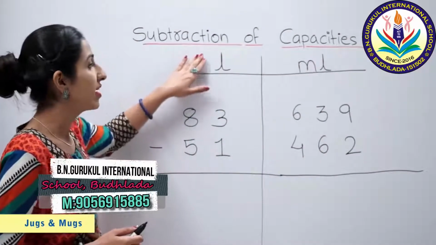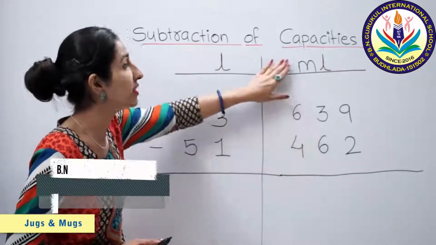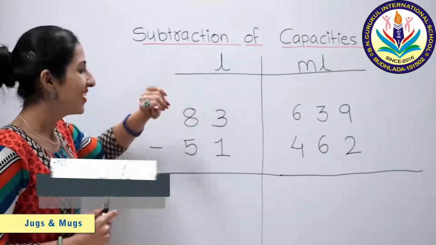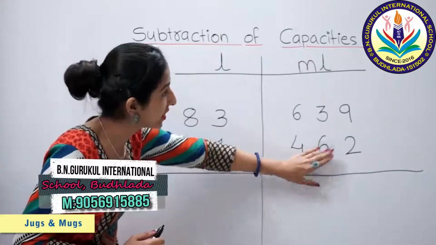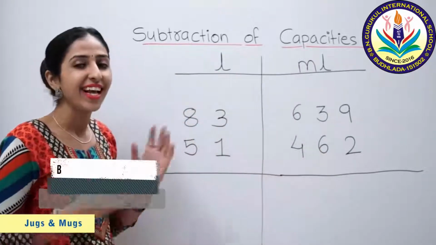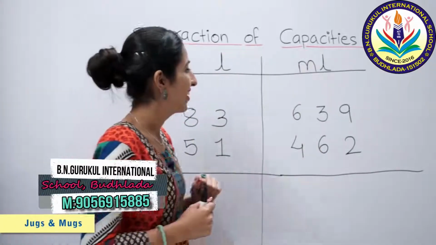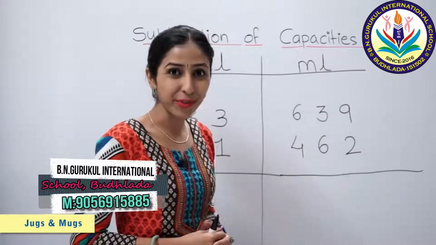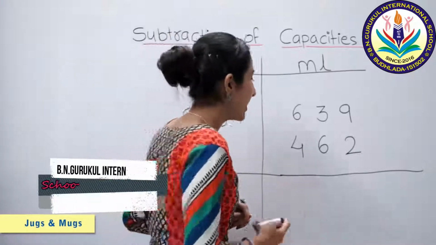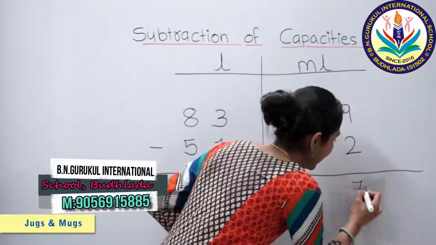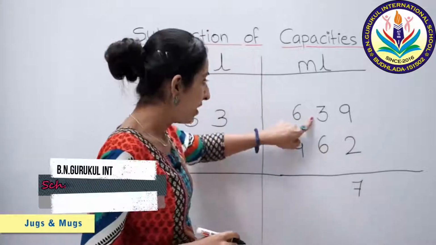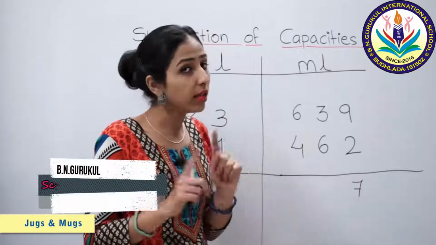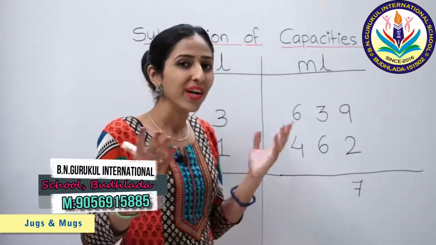Let's look at this example. 83 liters 639 milliliters minus 51 liters 462 milliliters. Let's solve. 9 minus 2 is equal to 7. So let's write 7. 3 minus 6. But 3 minus 6 is not possible. So let's borrow.